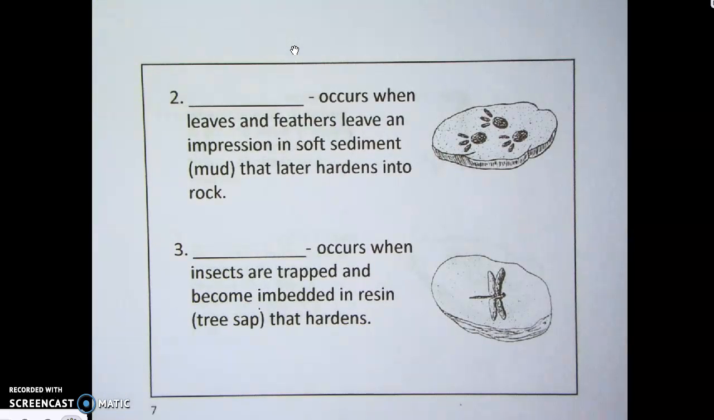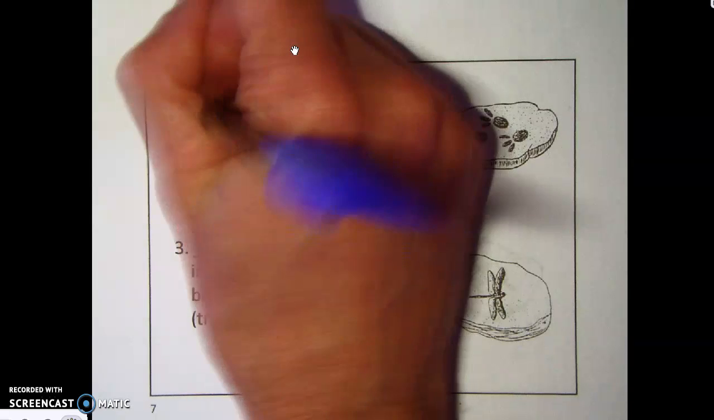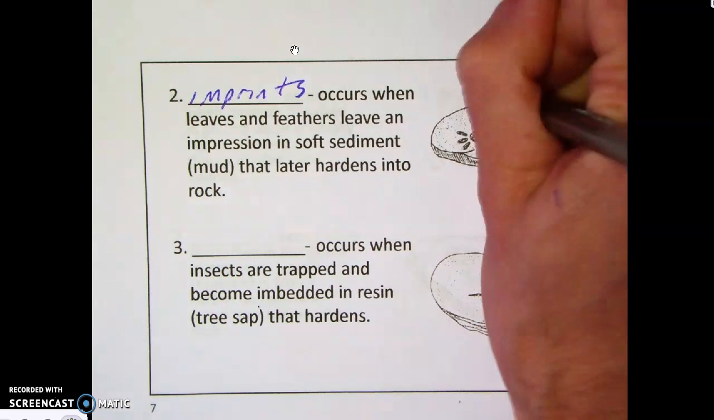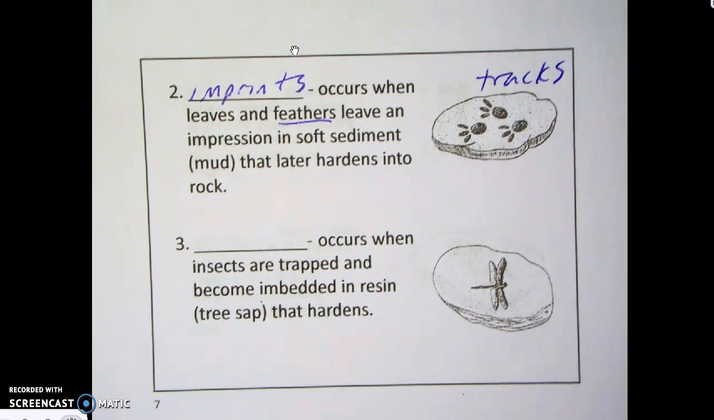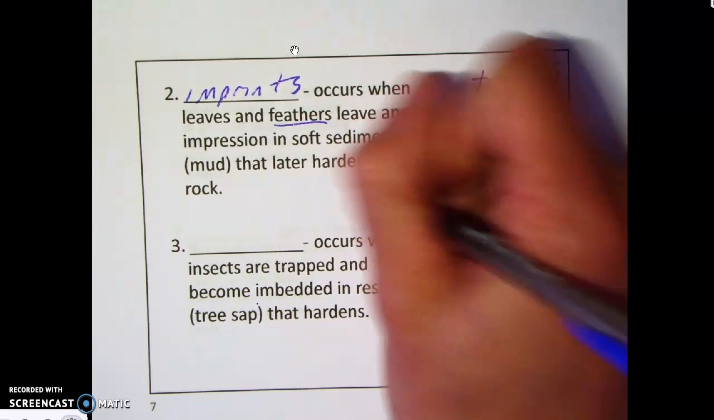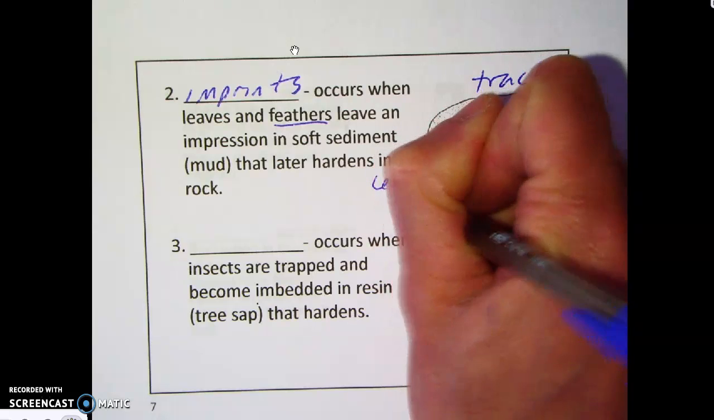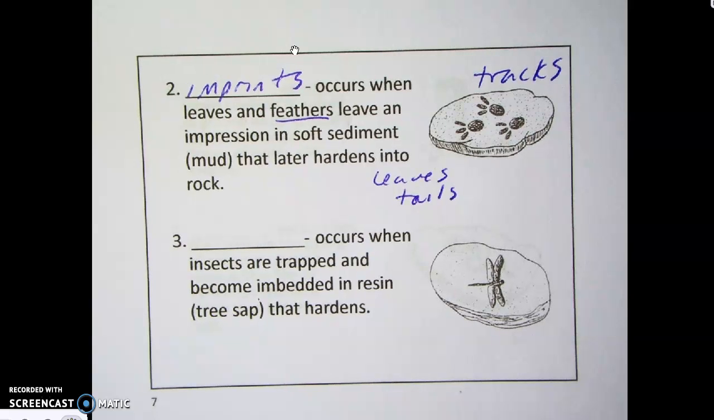So let's take a look at other ways that fossils can form. We can have casts and molds. Sometimes we have imprints or impressions. These could be tracks, but they could be other things too. Feathers leave impressions. We could see impressions of leaves and things like that. Tails. When some animals walk, their tail drags on the ground and leaves a trail of the tail in the mud. And eventually that mud later hardens into some type of sedimentary rock.